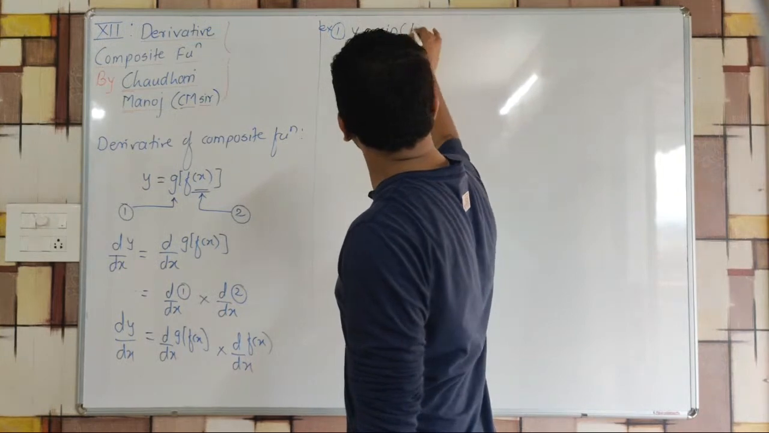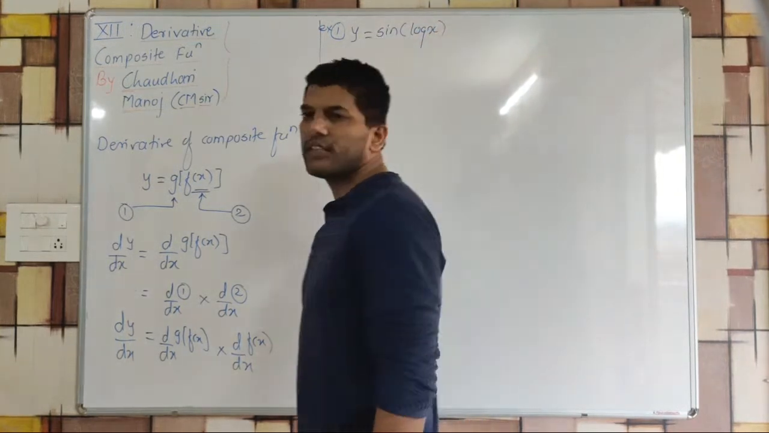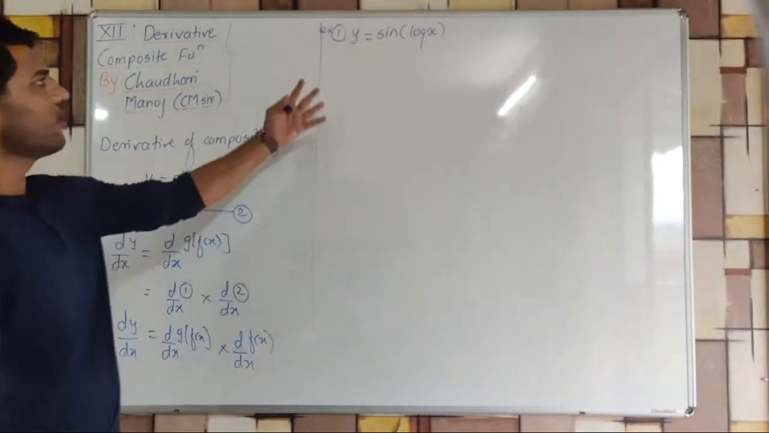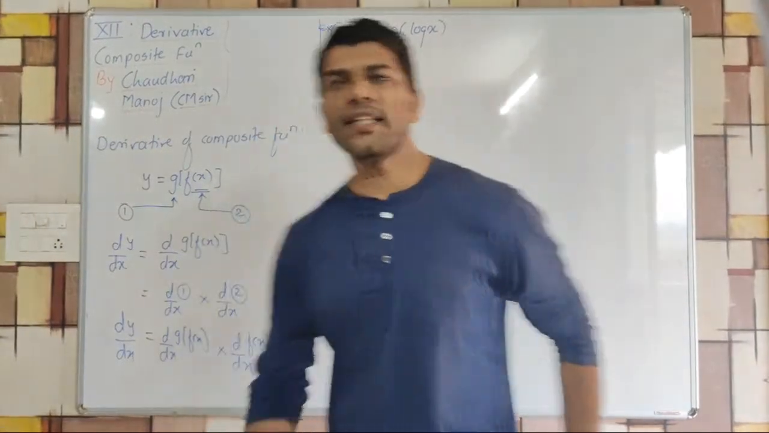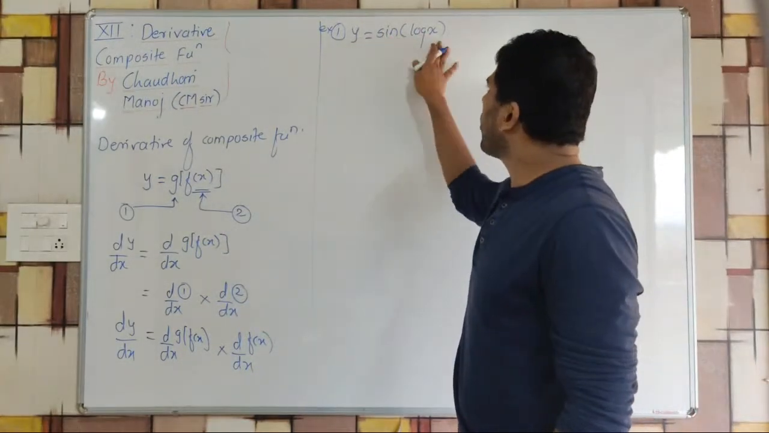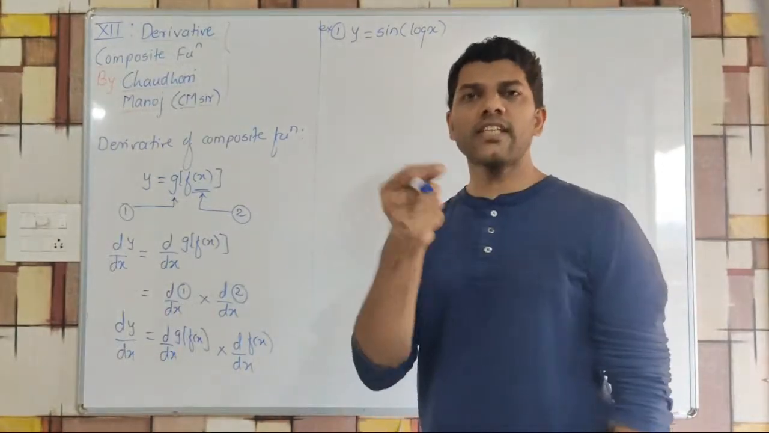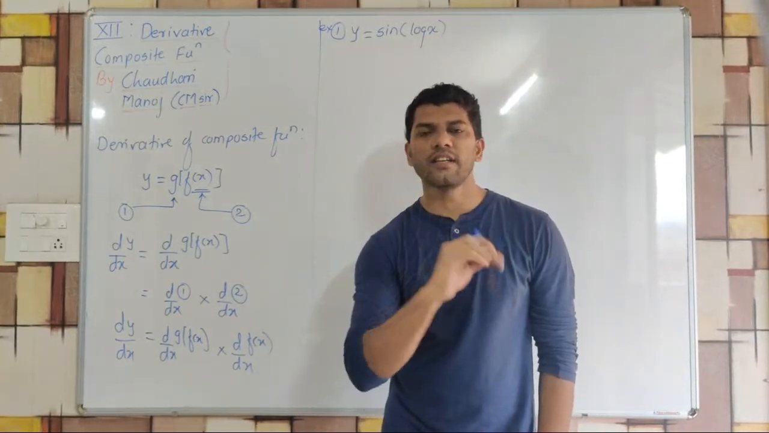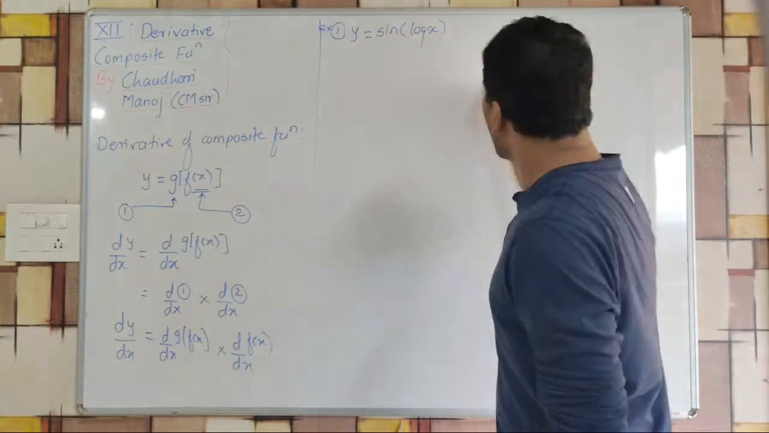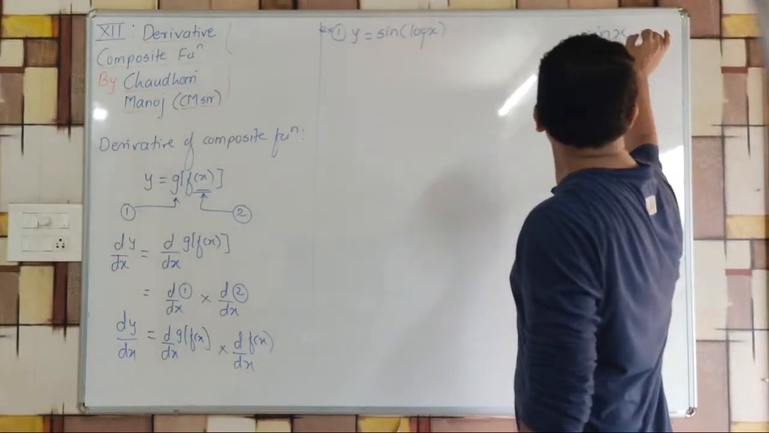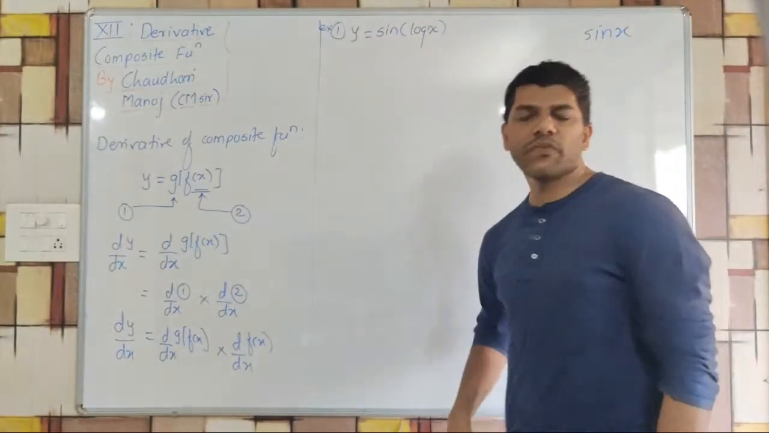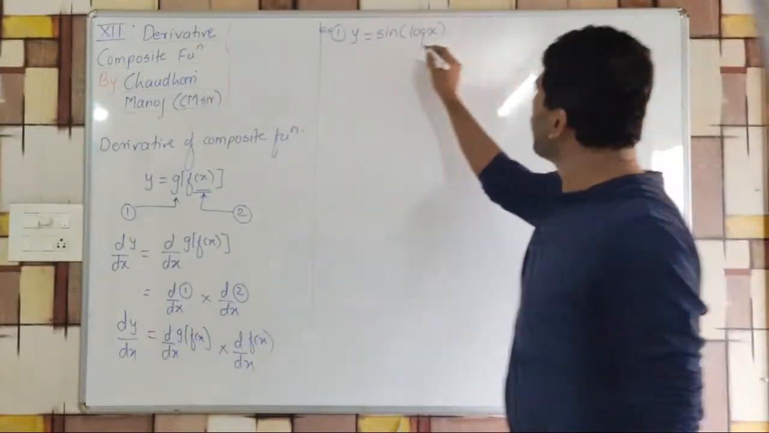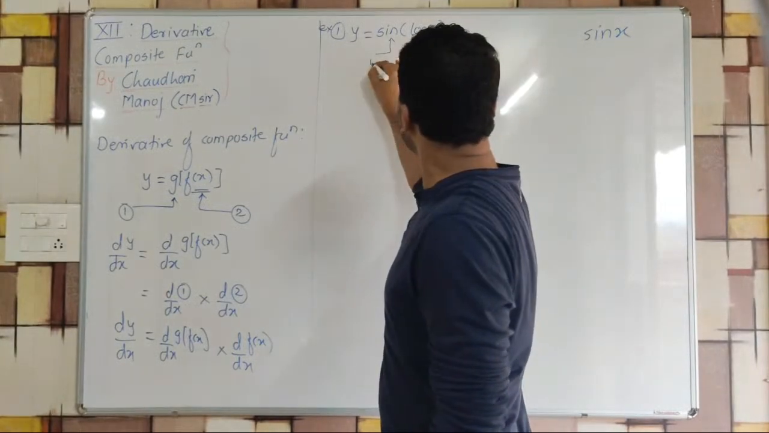So y is equal to sine of log x. Friends, let's understand the derivative of this composite function using this one simple example. Let's say y is equal to sine of log x. Please assign 1 and 2 to the composite function first. Tell me which is the first and which one is the second. The original function is sine x, so sine is the original function, and I am marking this sine as 1.